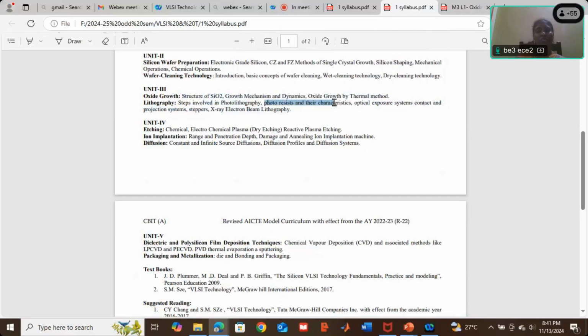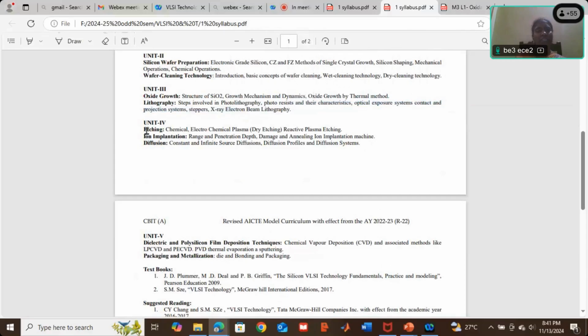What are the types of exposure systems? Okay, proximity, contact and projection. Next, steppers, you just leave it, it is a small topic. Then X-ray lithography, 1 question. Electron beam lithography, another question. This is about 3rd unit.